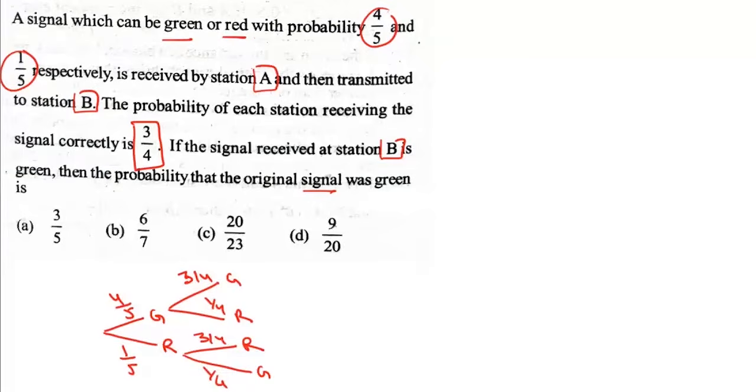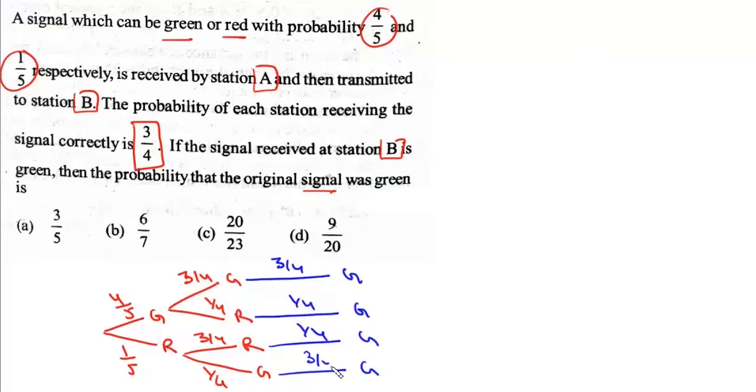Now it says at station B the signal received is green. So at B it will be green if it is received correctly, so it will be this 3 by 4. Now red will be received as green if it is 1 by 4. Now red as green, this is 1 by 4, and green as green will be simply 3 by 4. That is, given that the signal received at station B is green, we need to find this probability that original signal was green. So we have to take this case in the numerator and all of the cases in the denominator, and that's how we'll get this probability.